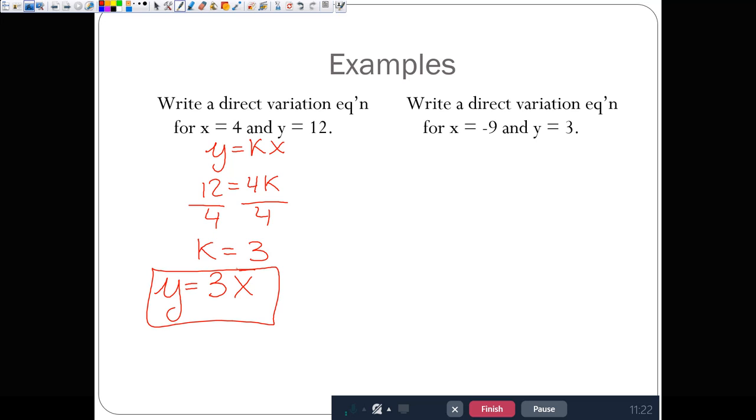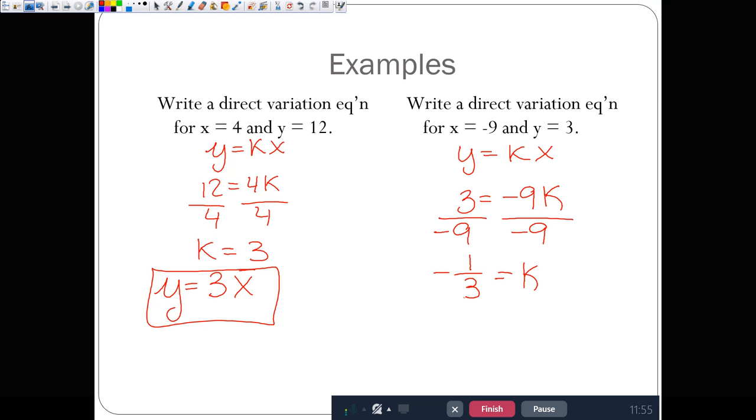Okay, so we're starting with y equals kx. What am I substituting in for y? 3. What am I substituting in for x? -9. I'm just going to put, oh, okay, not x, my k. Then what do I need to do? Divide by -9. So I'm going to get k equals -1/3. So now what is my equation going to look like? Yep, y equals -1/3 x.